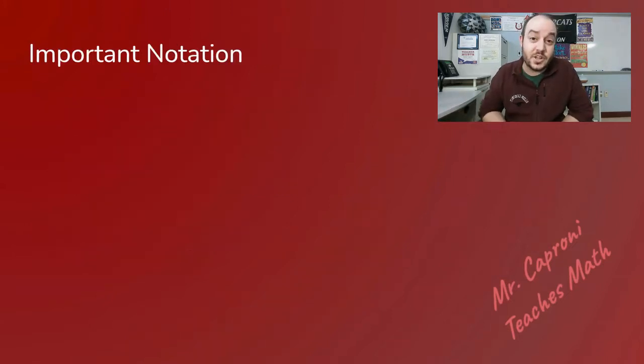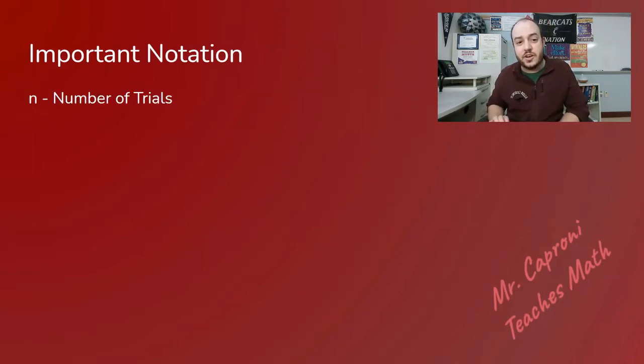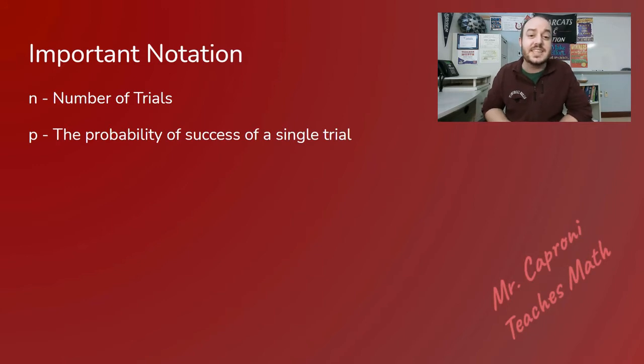So next off, we got to take a look at the notation that goes along with a binomial distribution. Now, we need to know this notation so that we know the proper things to fill in when it comes to looking at our formula or using technology to find the answer. So the first one we need to know is that n usually stands for the number of trials. All right. The second one we look at is p, which is the probability of success of a single trial.